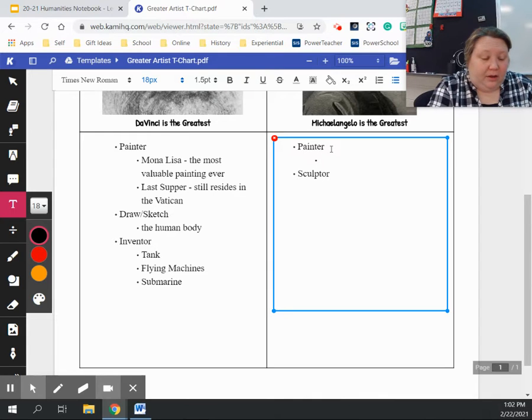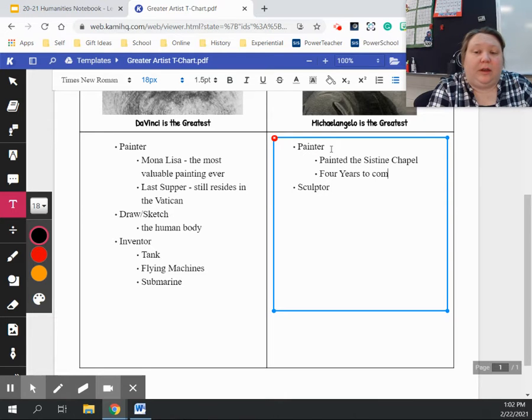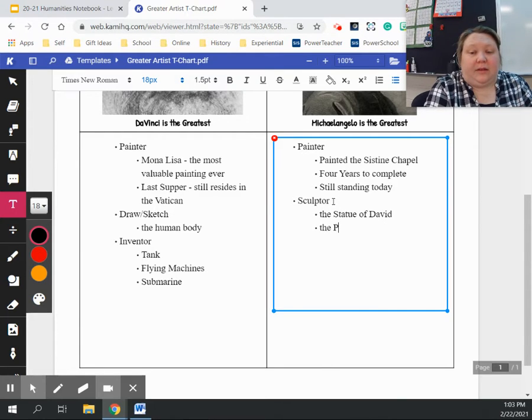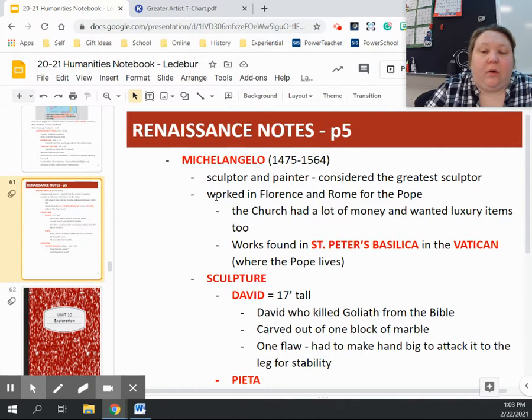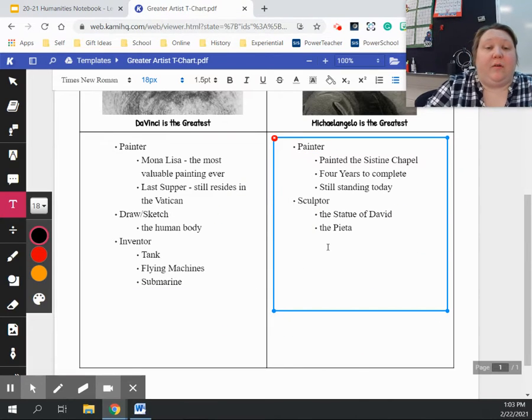So his paintings, he painted the Sistine Chapel. It took him 4 years to complete. Still standing today. Okay. We also know that in terms of sculpting, he sculpted the statue of David and the Pietà. Okay, both things that we know that he did. Okay, so those are the kinds of pieces of art that we know that they created.